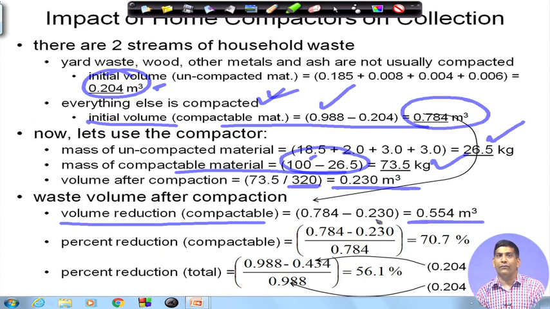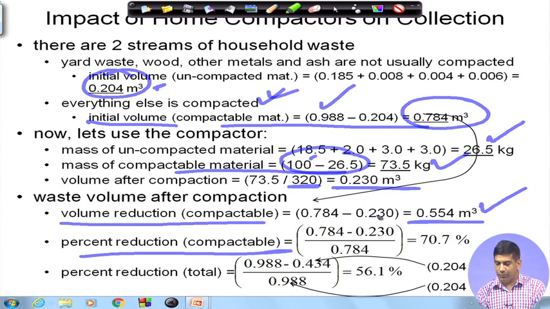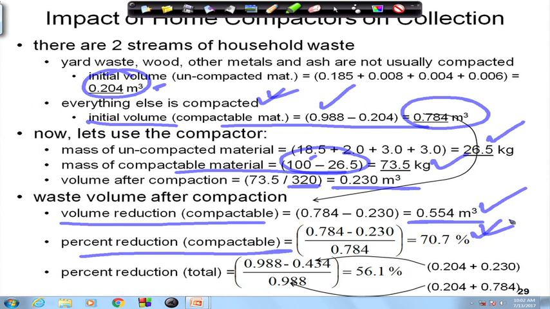So now if you want to convert that, this is the actual volume reduction, but if you put it in terms of percentage reduction of the compactable material: initial volume was 0.784, final volume is 0.230, which is this divided by the initial volume 0.784, so around 71% of the compactable material. So 71% volume reduction is there.